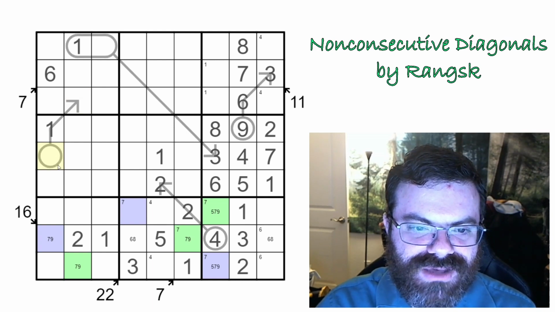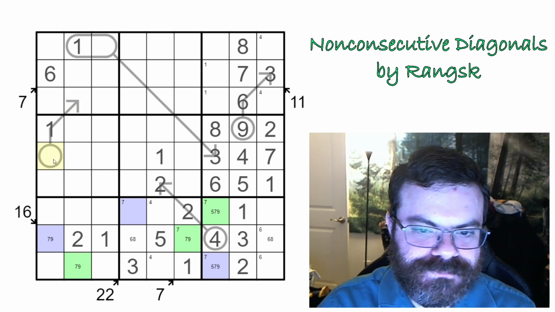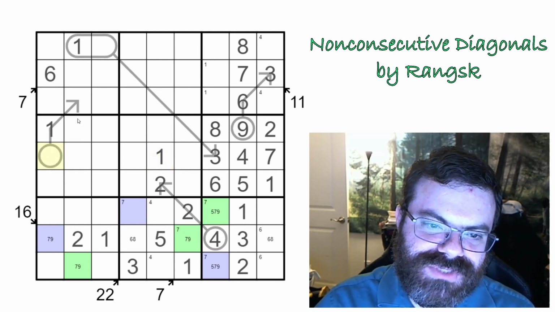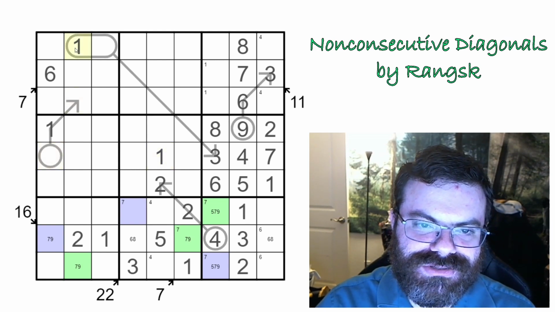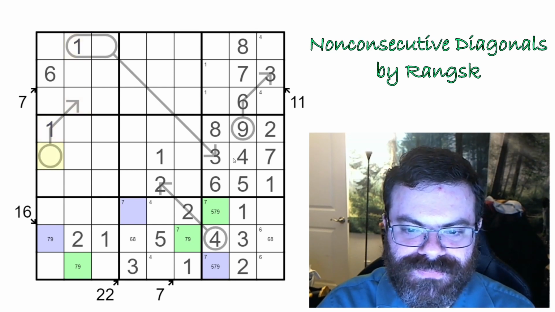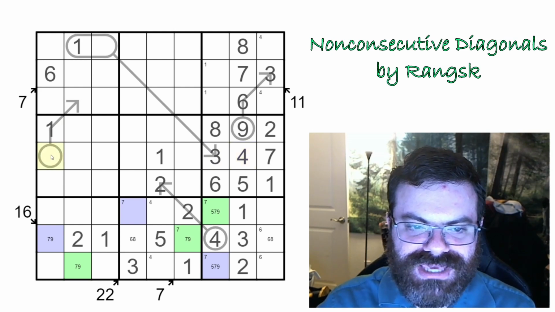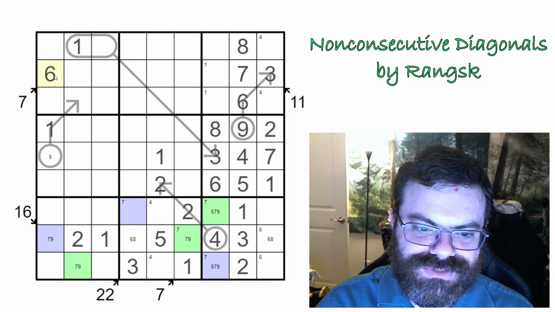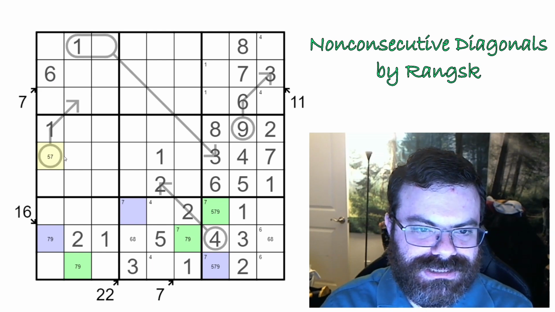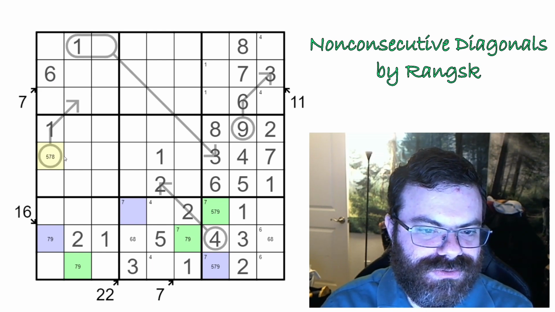So if we look at what the actual sum can be, it can't be 1. It technically could be 2, but it really can't be 2 because there's a 1 in the box here. So this can't be 1. So there's no way to make 2. Can't be 3 or 4. Can be 5. It can't be 6 because we just placed that. But it can be 7. And it can be 8 or 9.